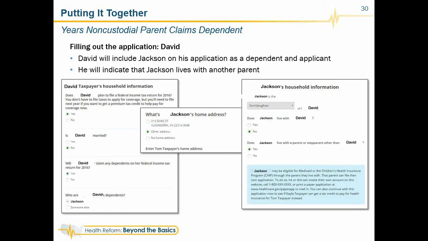Now for David, David is going to include Jackson on the application as both a dependent and an applicant. So the questions are going to ask about whether David's married, whether he has any dependents on his tax return, who are his dependents, and then ask where his dependent lives. And then it's going to give us some helpful guidance to say that Jackson might be eligible for Medicaid through the parent that he lives with, and that parent can file their own application. So it's trying to help us figure out where to place individuals on the application.